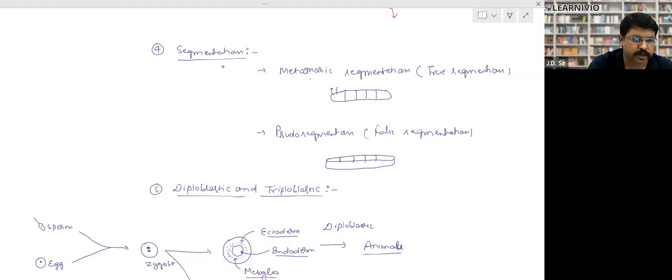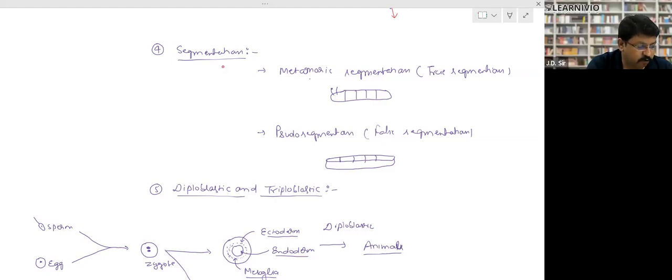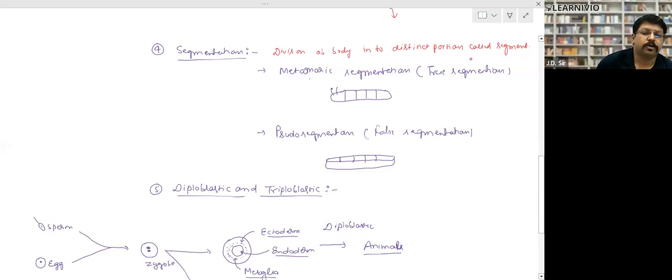Segmentation is division of body into distinct portions called segments.